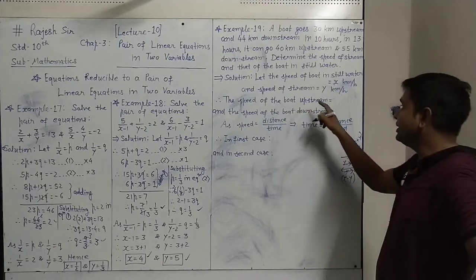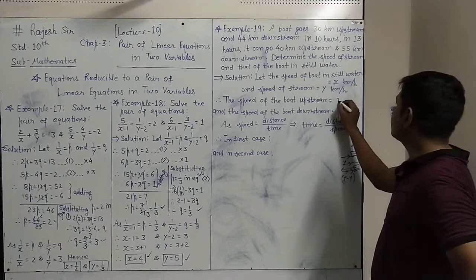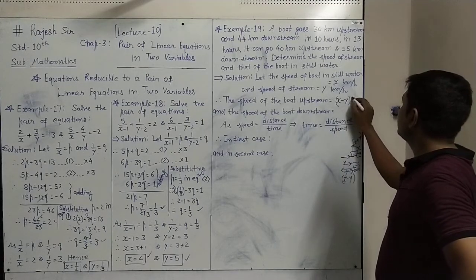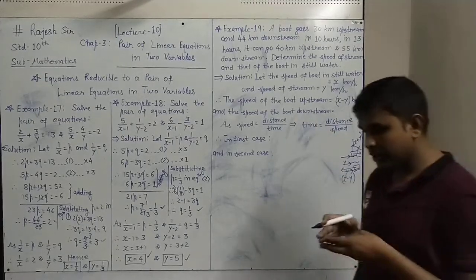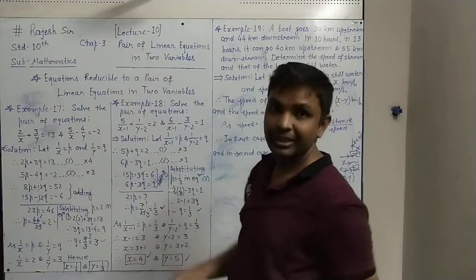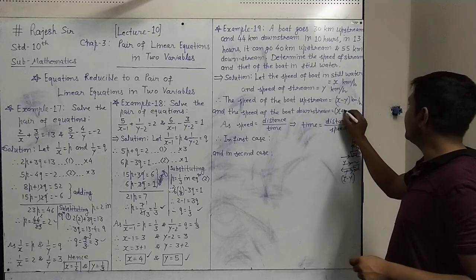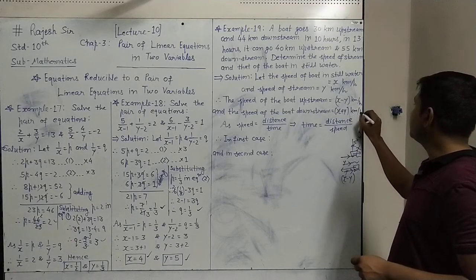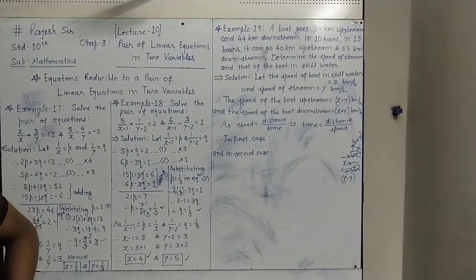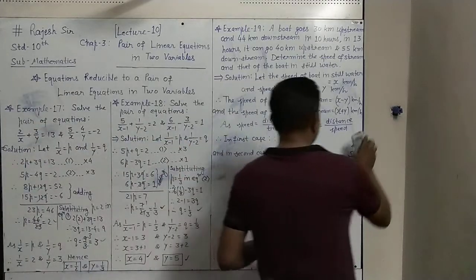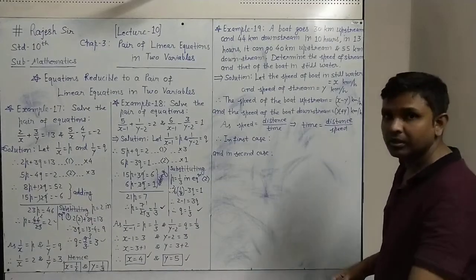Therefore the speed of the boat in upstream, when it is facing the speed of the stream, will be x minus y kilometer per hour. And when it is going downstream, when the speed of the stream and the speed of the boat are in the same direction, they will be added up, and it will be x plus y kilometer per hour. Means the boat will go faster in downstream, and in upstream the boat will be slower because the boat speed is against the speed of the stream.